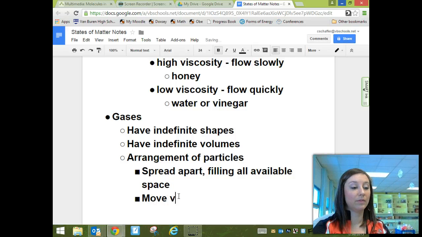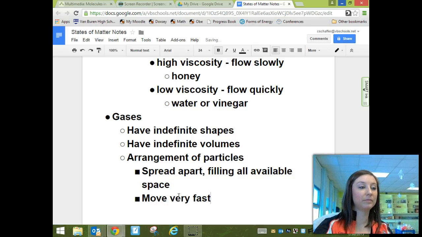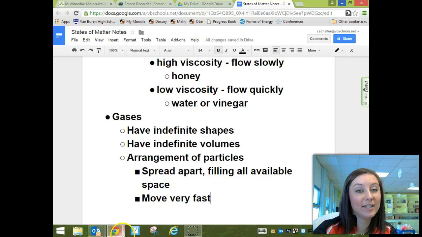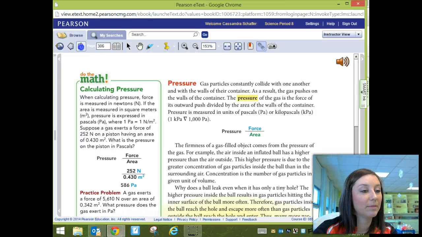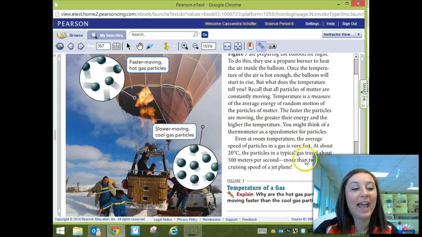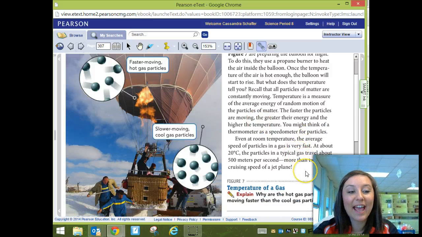And they move very fast. Just to give you an idea of how fast they do move, I'm going to come over here to this last paragraph. At room temperature, the average speed of particles in a gas is very fast. At about 20 degrees Celsius, the particles in a typical gas travel about 500 meters per second. That's more than twice the cruising speed of a jet plane.